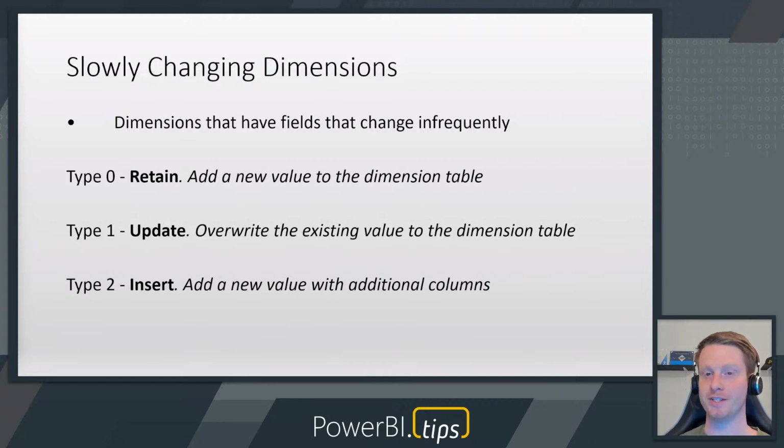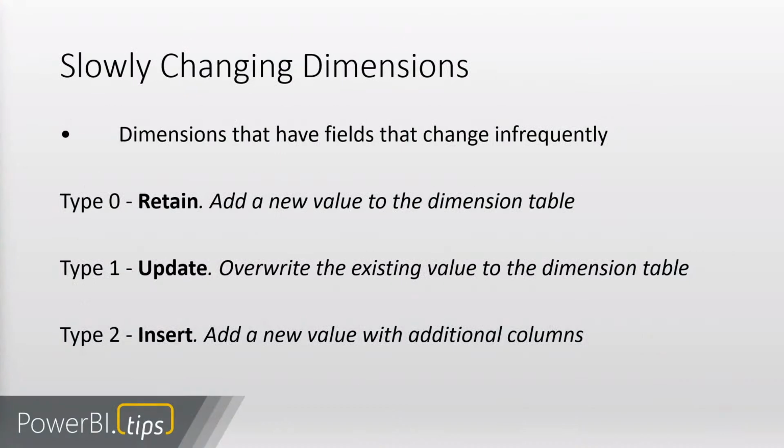Went through slowly changing dimensions, which is when we have dimension fields that change infrequently. Customer address is a really good one. Every customer has an address typically, but sometimes they move, but normally they don't move that frequently. So that's why it's called slowly changing, because this will update, but not very frequently. We looked at three different types, kind of the retain, the update, and the insert. And again, these were just different ways to track these depending on our goals.